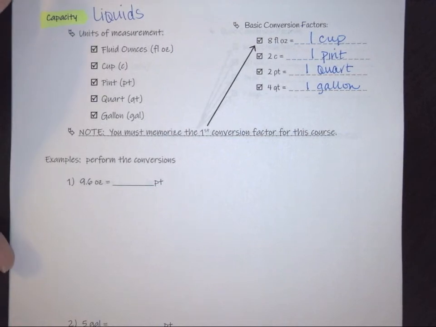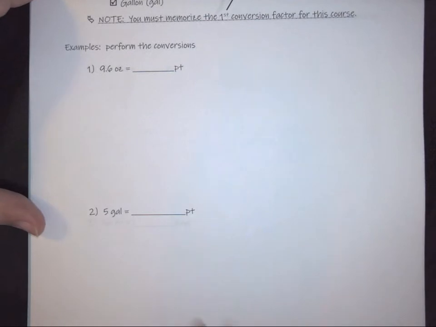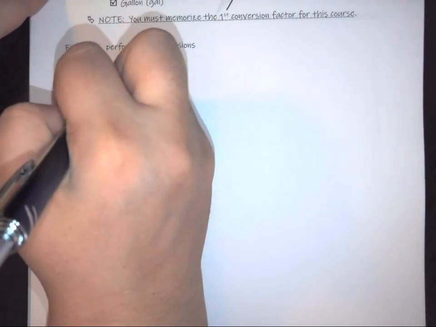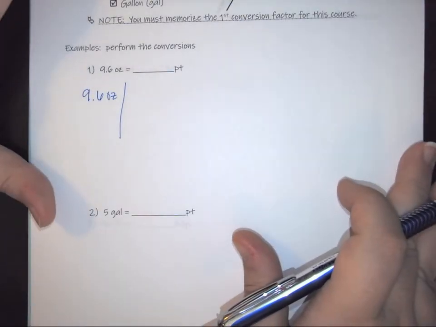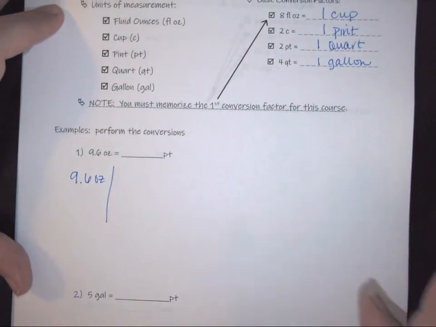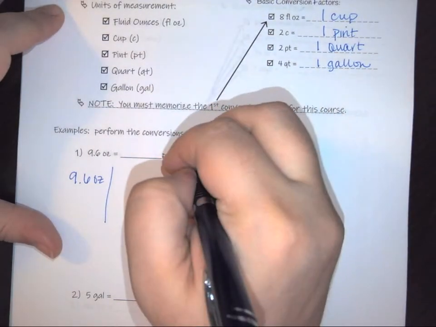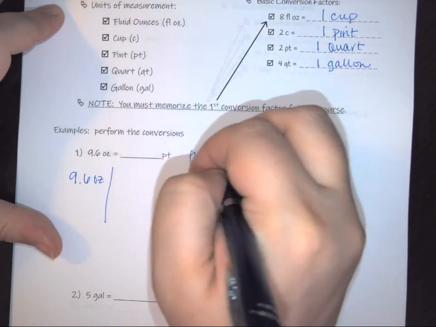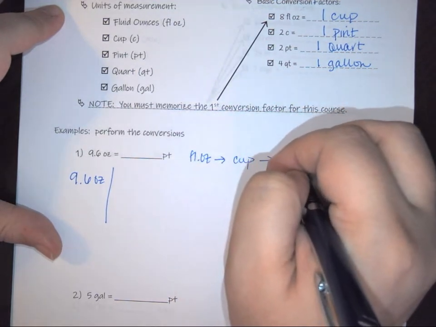So again, the math now is completely identical. We're going to convert from one liquid measure to another using the conversion factors that we have. So I have 9.6 ounces, and I want to go from ounces into pints. So I have to take a look at what exactly I have going on here. I have ounces goes to cups and cups goes to pints. So here my fluid ounces is going to go to cups, is going to go to pints.